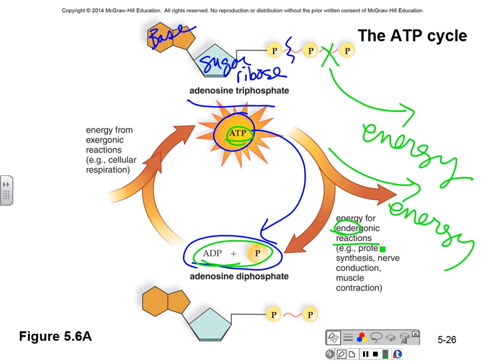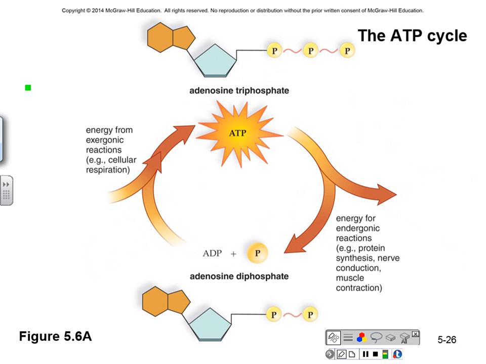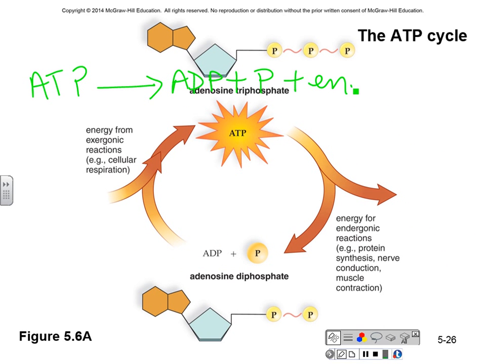Now, how do we make ATP again? If I have ADP and P, and if I put energy in, what do I get out? I get ATP. So there's lots of ways that you can write this. You can also say ATP turns into ADP plus P plus energy. And this equation can also work backwards. I can take energy plus phosphate plus ADP, and I can turn it into ATP. So they call this the ATP cycle.